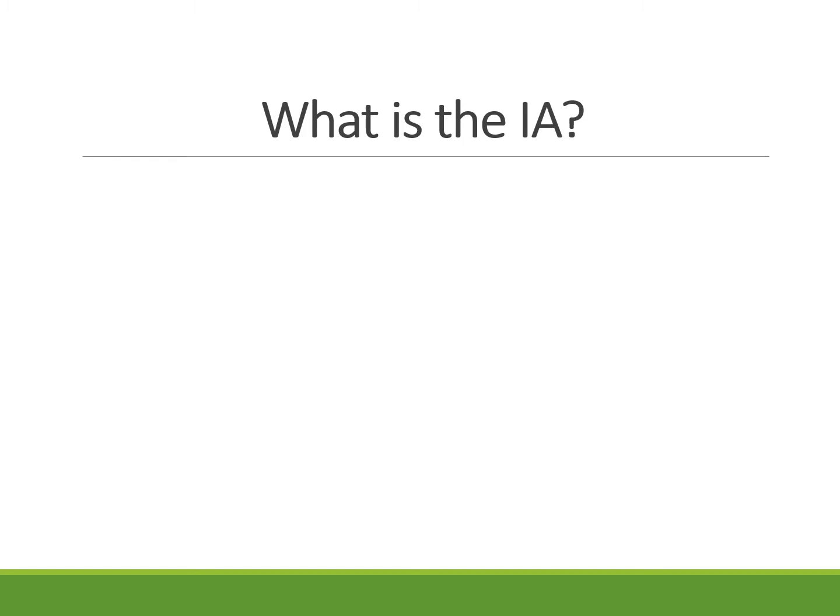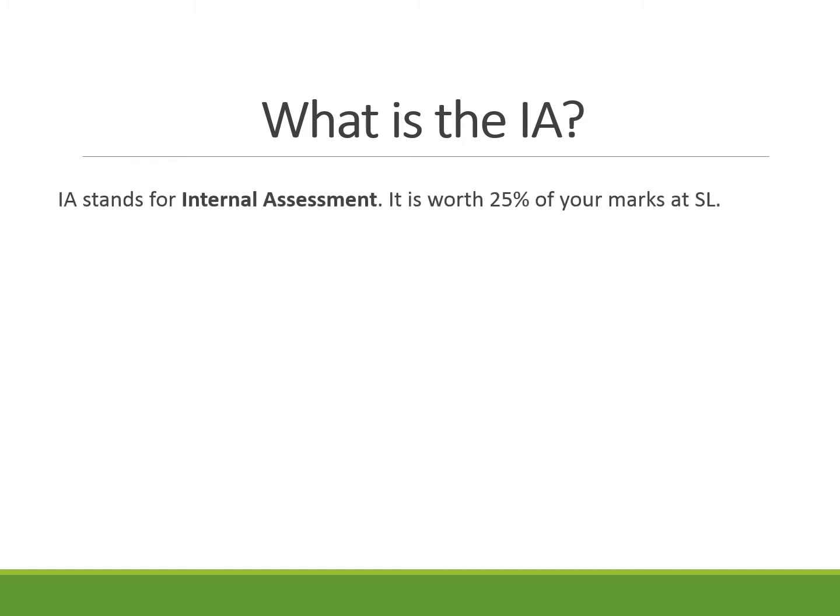So here we are. What is the IA? The IA stands for two words: internal assessment. Internal meaning it is marked by the school which you're doing the IA with, and assessment is something that we judge your ability by. Okay, and it's worth 25% of your marks at standard level. If you were doing higher level, it would be worth 20%, but because of the COVID situation, I think none of us are going to be entering the higher level because we're not going to have time to cover it to the extent we would like, to give you a good chance. So we're probably going to be covering the standard level. Okay, so keep in mind that it's 25% of your marks.